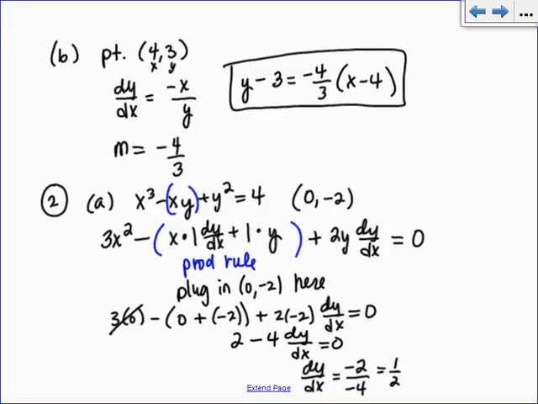So if I want the equation of my tangent line, then it's y minus y1, so y minus a negative 2 is plus 2, equals m, which was 1/2, times x minus 0. That's my equation of my tangent line.